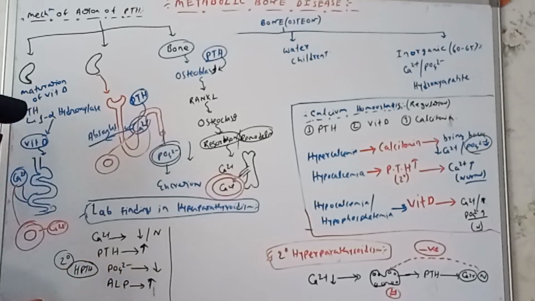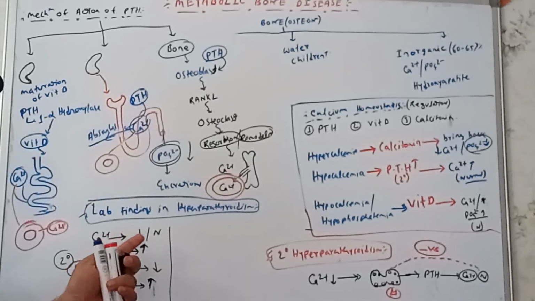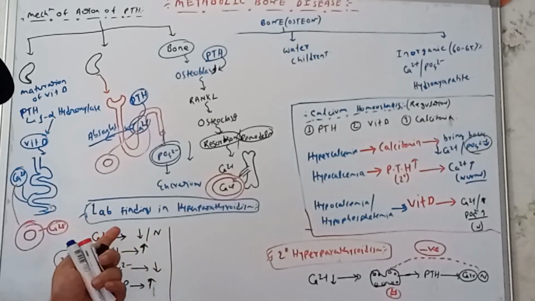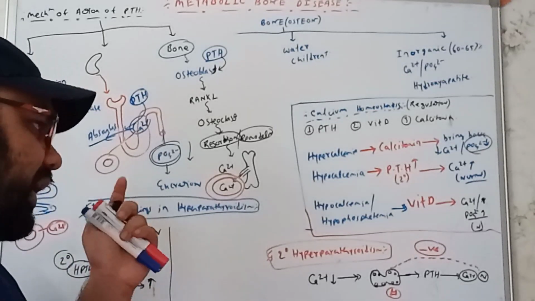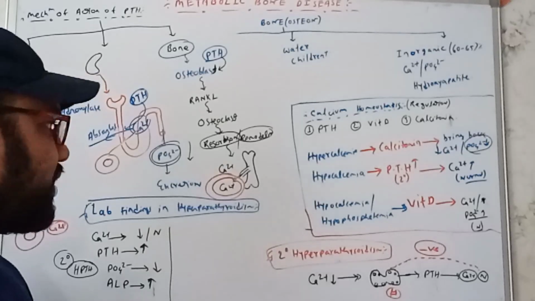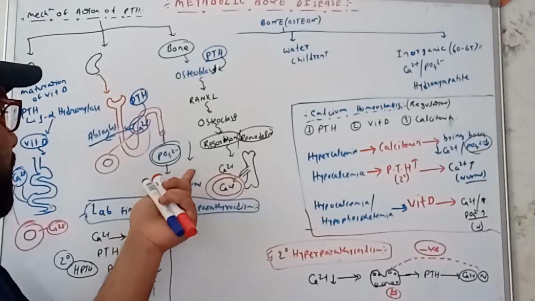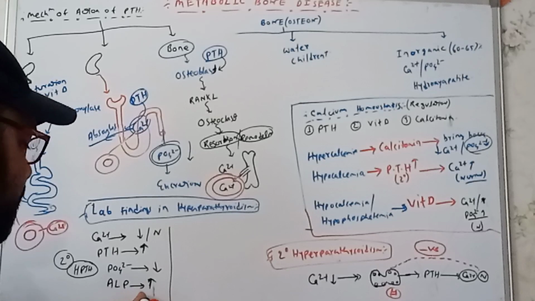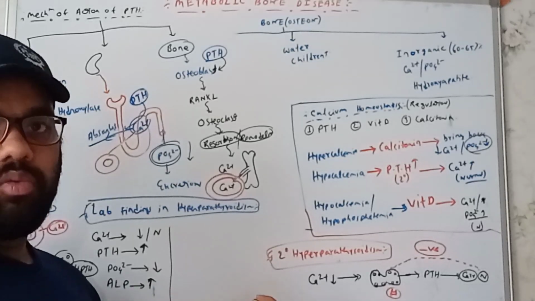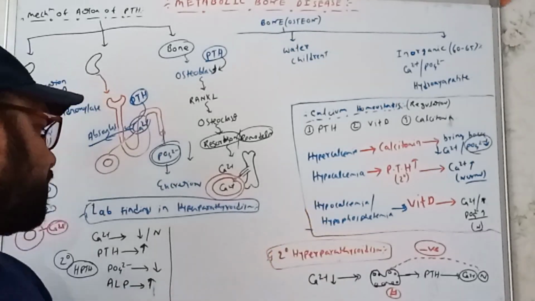hyperparathyroidism. So in secondary hyperparathyroidism, the calcium level may be reduced a little bit or normal, the parathyroid hormone will be increased, the phosphate level will be reduced, as I said, through excretion the phosphate will come out, and the alkaline phosphatase will be increased. Why it will be increased, I just discussed right now.